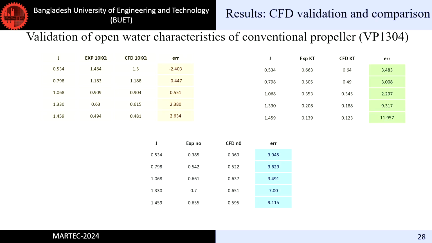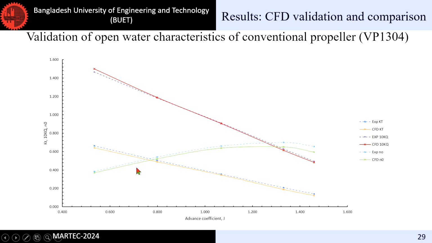Now we will be discussing the results of our paper. As you can see here, we have tabulated the numerical and experimental results and made a comparison. Although there is some error throughout the range of advance coefficients, the curves do agree well with each other. Nevertheless, there is some increased error in the higher advance coefficient range.